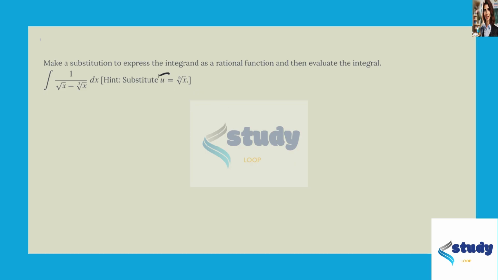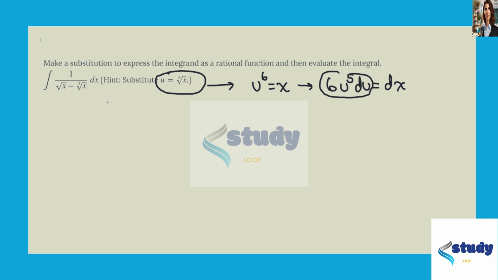Let's use the given substitution to rewrite the integrand as a rational function. So if this is our substitution, let's go ahead and raise both sides to the 6th power and take a differential. On the right, we just get dx. So this tells us that we can replace dx in the integral with this expression here. And then we should go ahead and rewrite these terms in the denominator in terms of u.